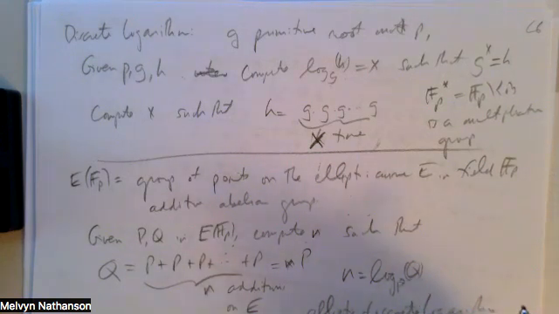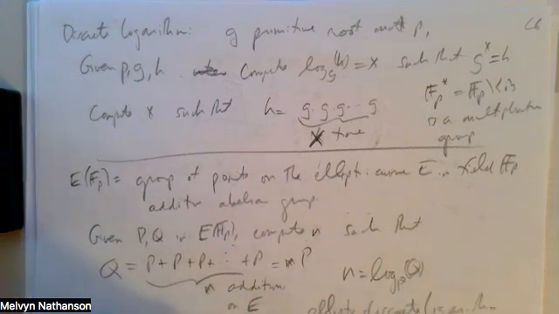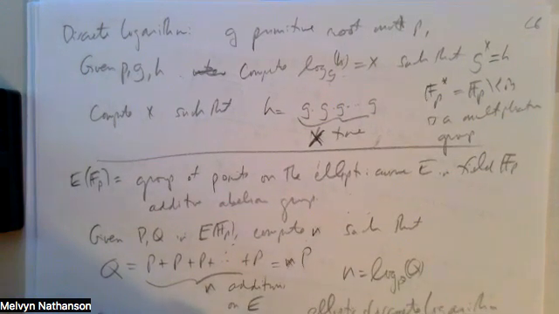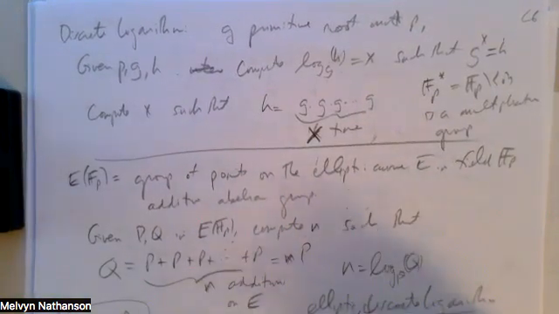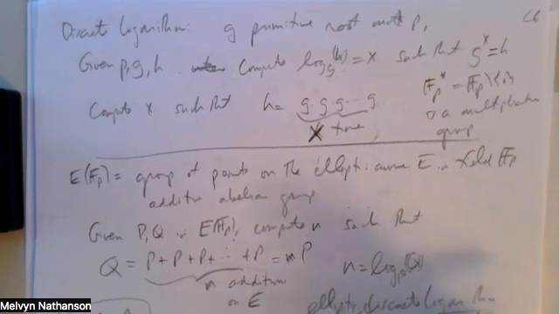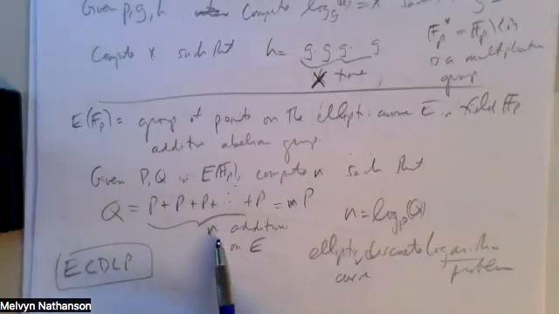And now there's one thing you have to be careful about. This is usually called by the acronym ECDLP, the elliptic curve discrete logarithm problem. The problem is, given P and Q, find this discrete logarithm N. Find the number of times you add P to itself to get Q.